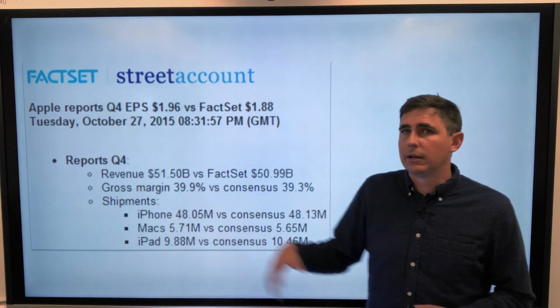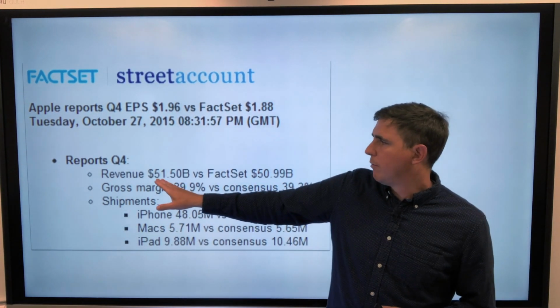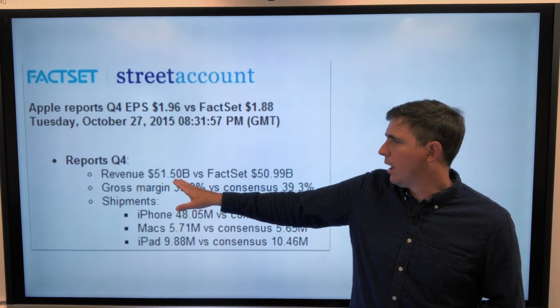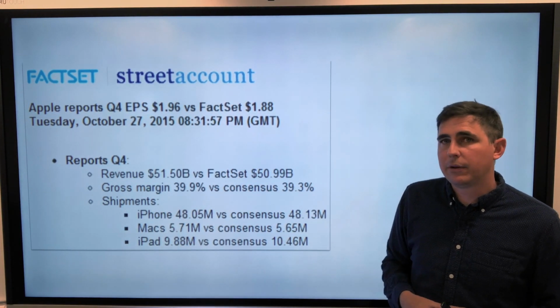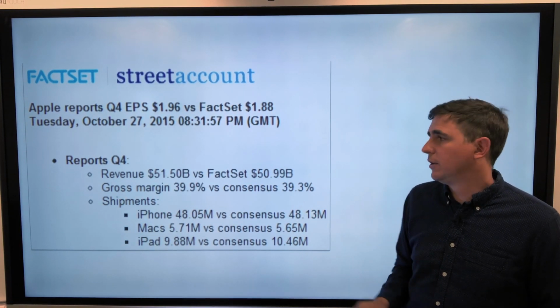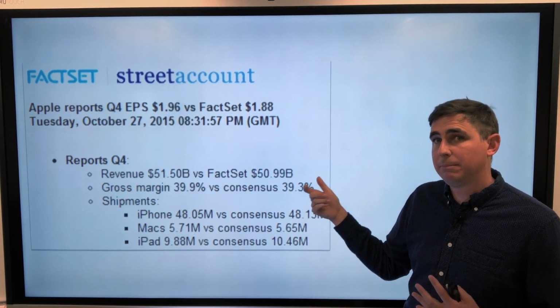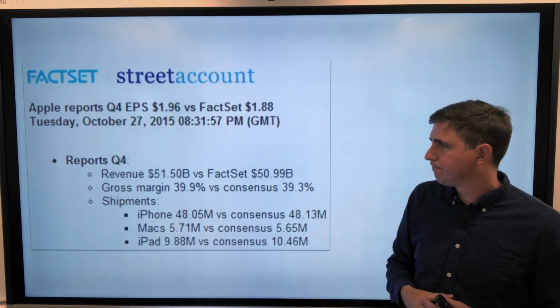And here's some detail about the announcement. So here they have revenue, and Apple reported revenue of $51.5 billion versus Factset, which is analyst estimates, of $50.99 billion. So they just barely met expectations in terms of revenue. They just barely beat expectations in terms of how much revenue they got this period.